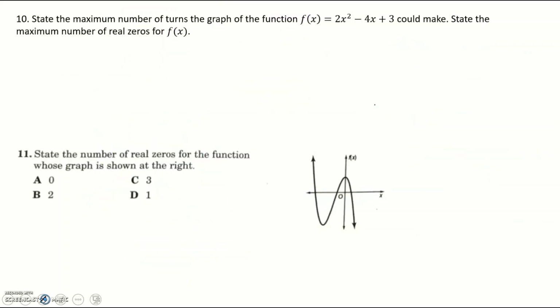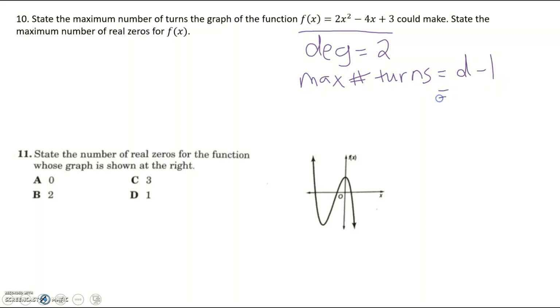State the maximum number of turns the graph of the function f of x equals 2x squared minus 4x plus 3 could make. State the maximum number of real zeros for f of x. Now, if you remember, the maximum number of turns and the maximum number of real zeros are all based off of the degree. If we look at this function, look at the highest exponent, that would be from our first term, x squared, a degree of 2. So our max number of turns, you remember, that's equal to our degree minus 1, or in this case, 2 minus 1, which is equal to 1. So our max number of turns would be equal to 1.